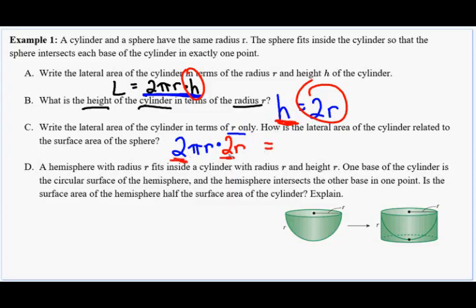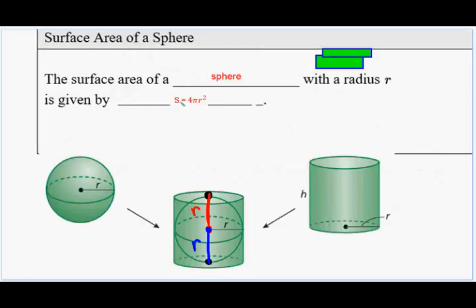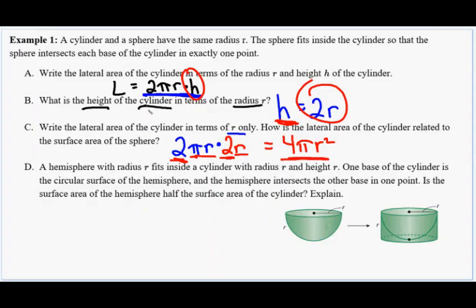This 2 times this 2 is a 4. We have a pi, so I'll put my pi here. And then we have r times r. That's r squared. Well, look at that. The lateral area of a cylinder is 4 pi r squared. And the surface area of a sphere is also 4 pi r squared.